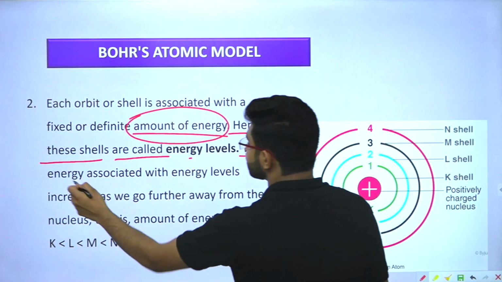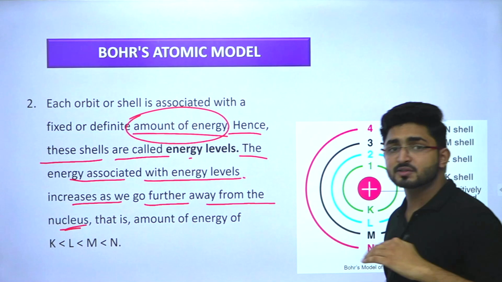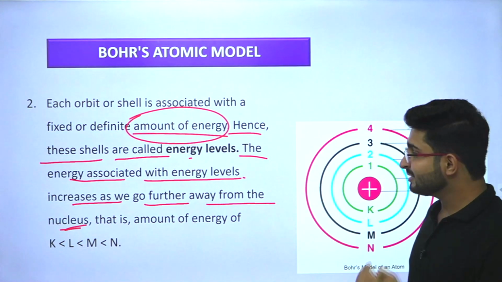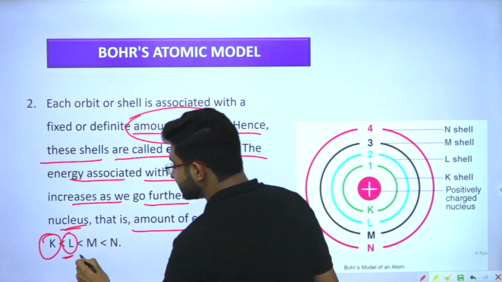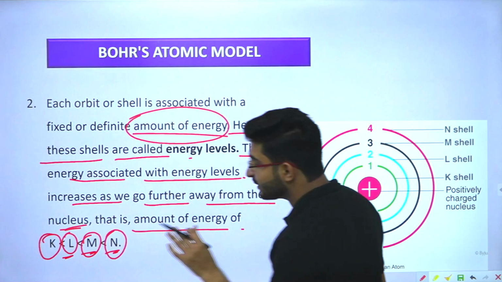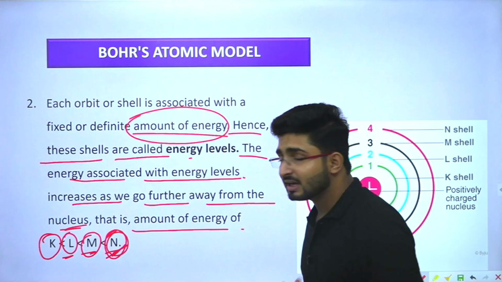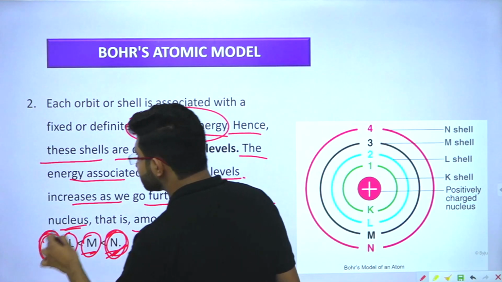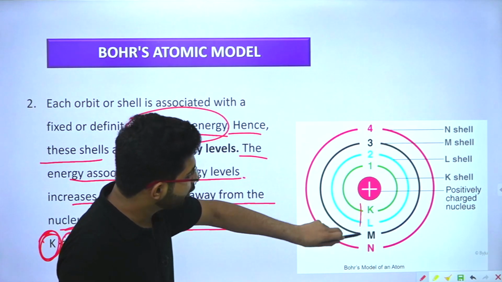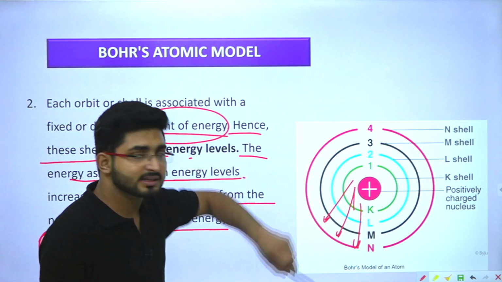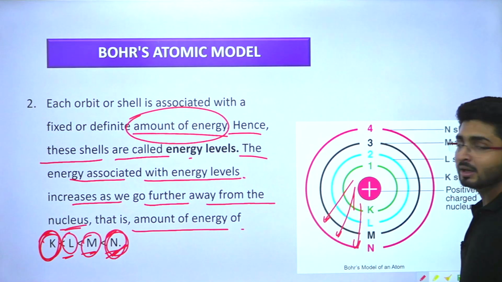The energy associated with energy levels increases as we go further away from the nucleus. Whenever we are going away from the nucleus, what happens? The energy level increases. That is, the energy of K is less than L, is less than M, is less than N. So we can say the energy level of the nth shell is highest, and the energy level of the Kth shell is lowest. Whenever we move from the innermost shell to the outermost shell, the energy level keeps increasing. This was the second point proposed by Niels Bohr. You can take a screenshot if you want to.